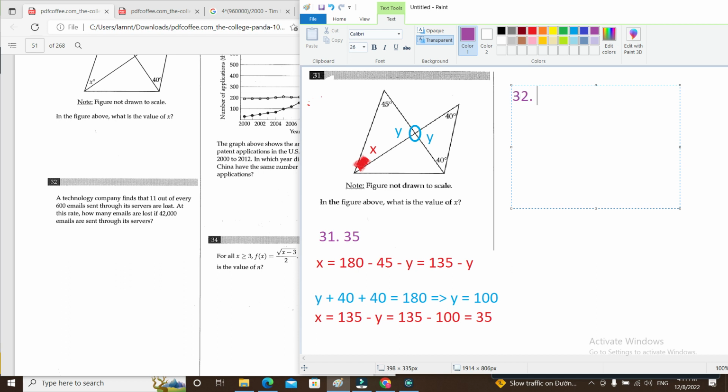We know that the ratio of loss is 11 out of 600, right? So all we have to do is multiply that by the number of emails sent to the server, which is 42,000. So that's going to turn out to be 770, I believe. Yeah, it is 770. So 32 should be 770. Okay.